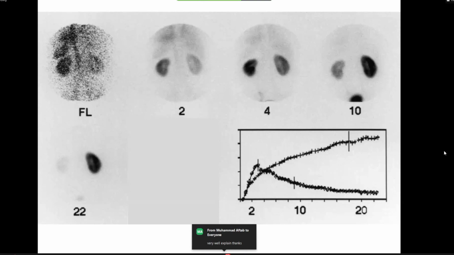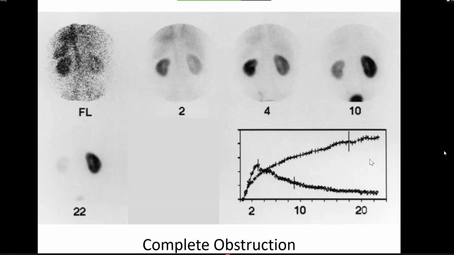Sir, there is a persistent uptake in the right kidney. This is right-sided obstruction and the left side is normal. Good. So the right side is completely obstructed.